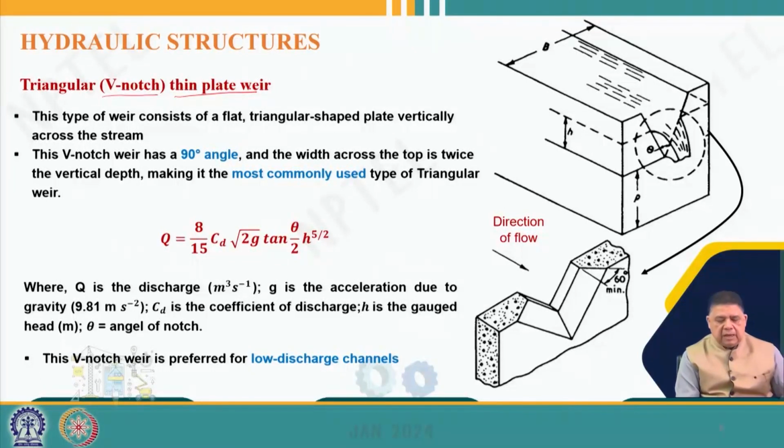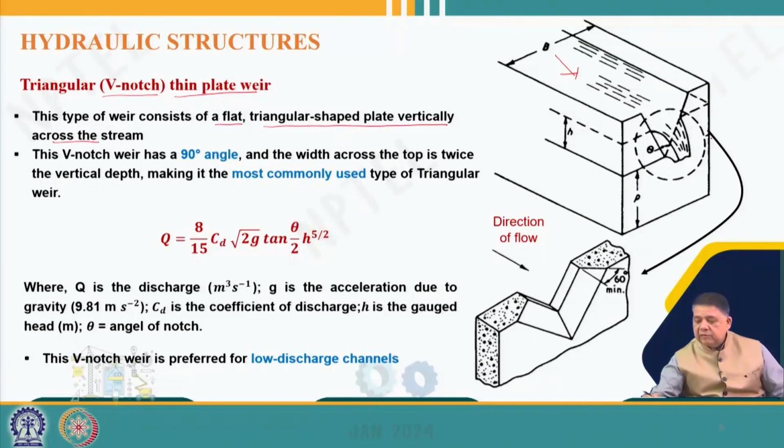Then other forms of weirs are triangular, which is also referred to as V-notch thin plate weir, and it consists of a flat triangular shaped plate. So, earlier we used a rectangular shaped plate, now it is a triangular shaped plate vertically across the stream. As you can see here, the rest of the things remain same. This is the approach channel, the flow is coming this direction, and where we had this rectangular thin plate, now we have a triangular or V-notch thin plate placed, and the sharp edges are maintained here in a similar fashion.